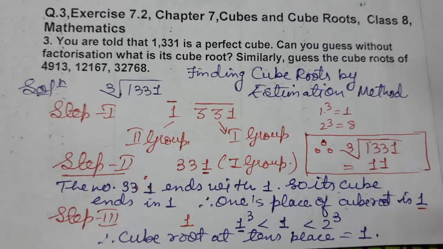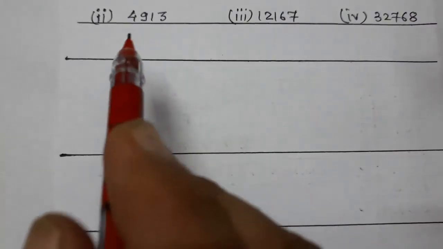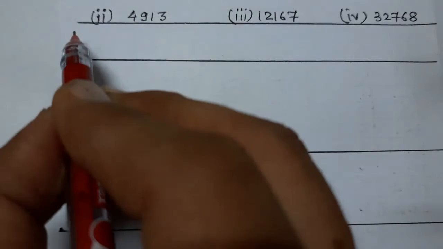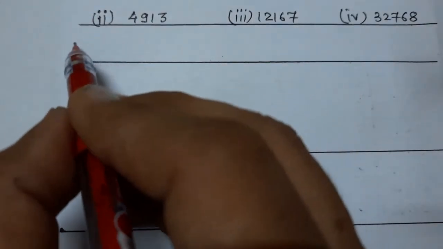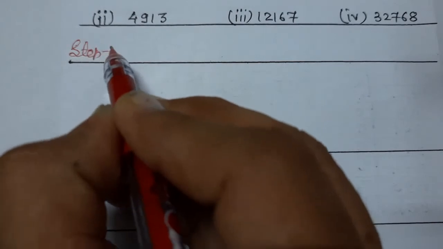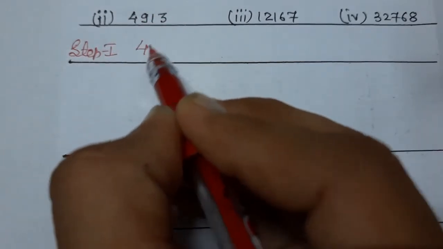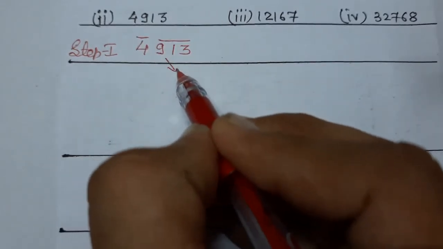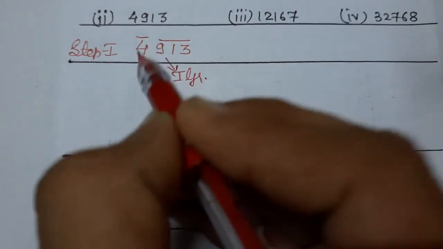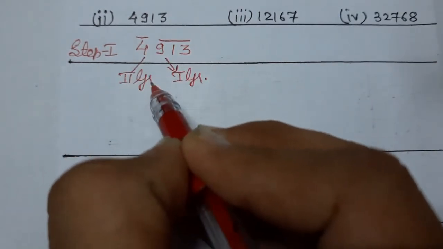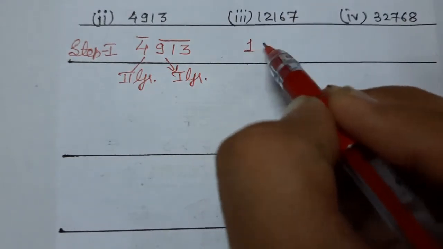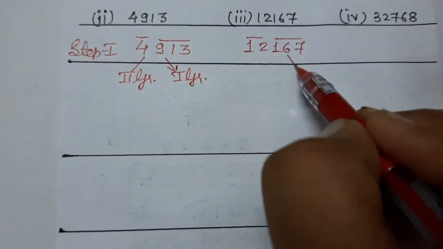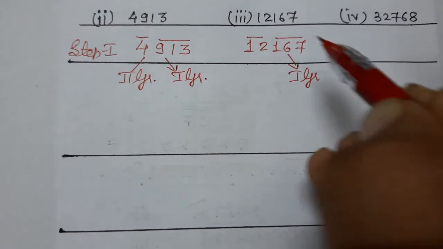4913. Now let us guess all the 3 cube roots of these 3 numbers. The steps are the same for every question. There are 3 steps involved. Step 1, what is the first step? We have to make the groups. 4, 9, 1, 3. So this is the first group and this is the second group. Here also 1, 2, 1, 6, 7. We are doing all together with the same steps. This is the first group and this one is the second group.